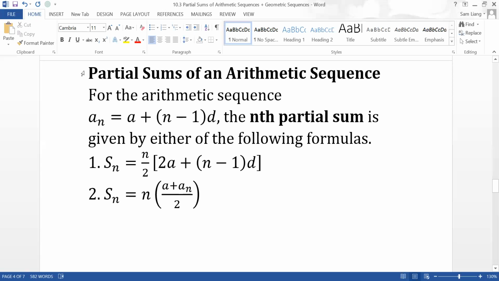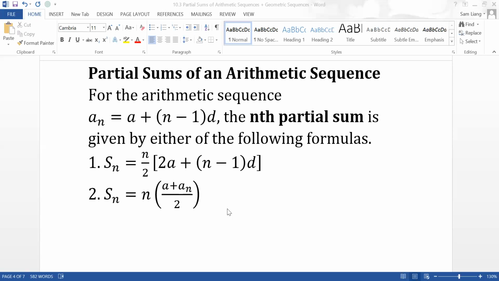All right, we'll go to Leo. Partial sums of an arithmetic sequence. For the arithmetic sequence a sub n equals a plus n minus 1 times d, the nth partial sum is given by either of the following formulas. One, s sub n equals n over 2 multiplied by 2a plus parentheses n minus 1 close parentheses d. Number two, s sub n equals n parentheses a plus a sub n over 2.